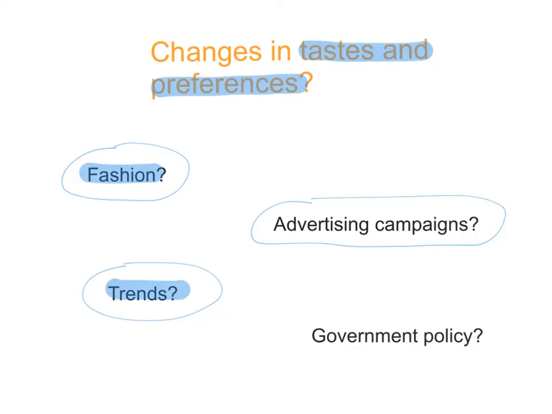Government policy can also affect the tastes and preferences of people. If the government is trying to launch an awareness campaign about the harmful effects of smoking, if this awareness campaign is successful, it will shift the demand curve for cigarettes to the left because there will be a decrease in demand. So remember, changes in tastes and preferences also affect the demand for a product.